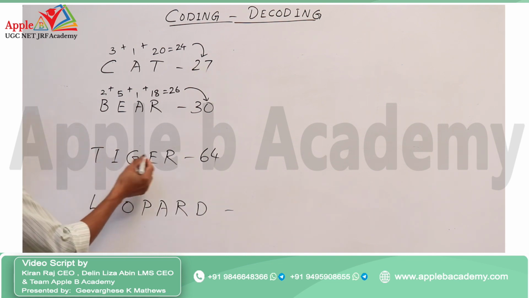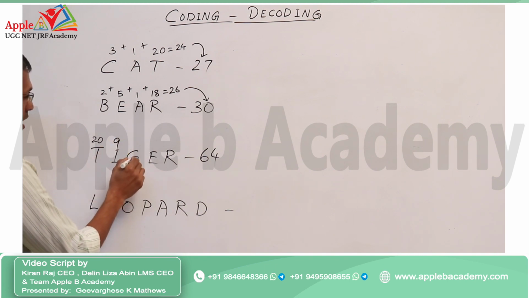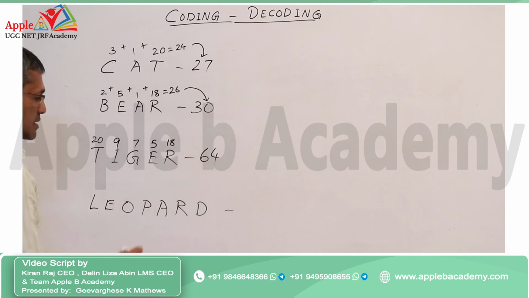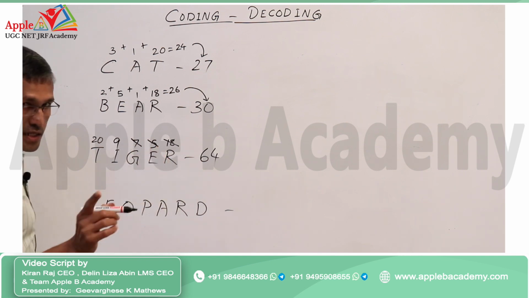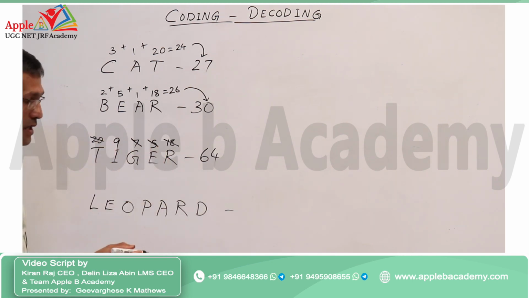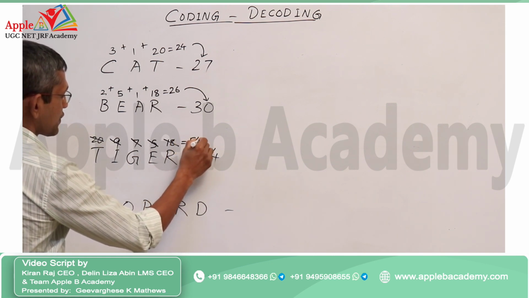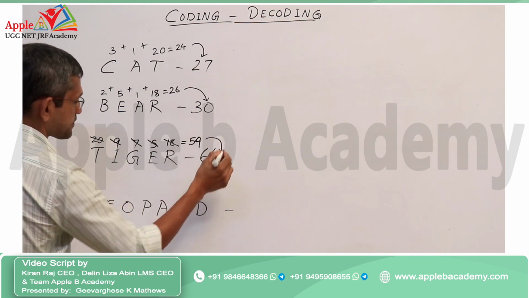And look at this one, tiger. Tiger: 20, 9, G is 7, E is 5, and this is 18. So it's a pretty simple way of adding it. 18 plus 7, 25. 25 plus 5, 30. 30 plus 20, 50. Then 59. So when we add it up, we got 59, and this is 64.